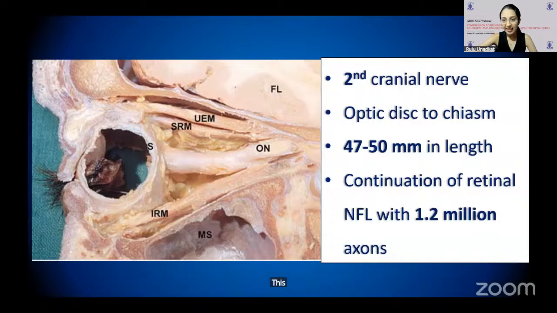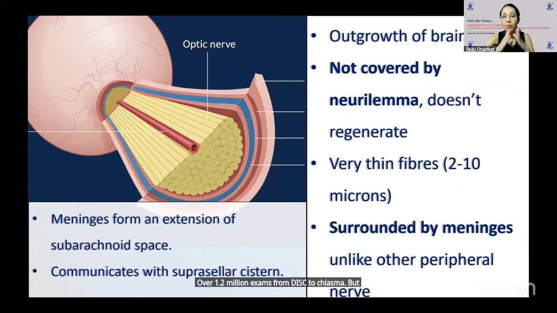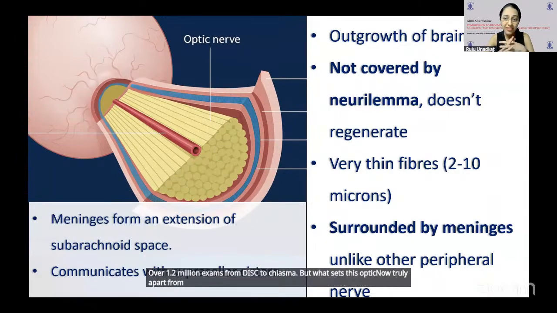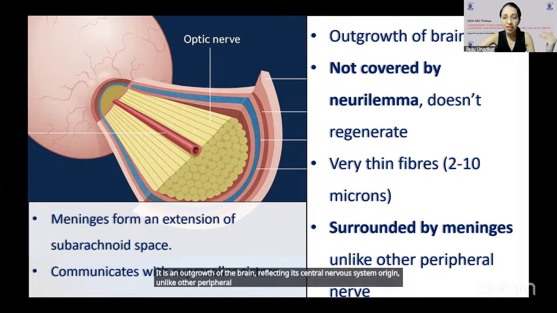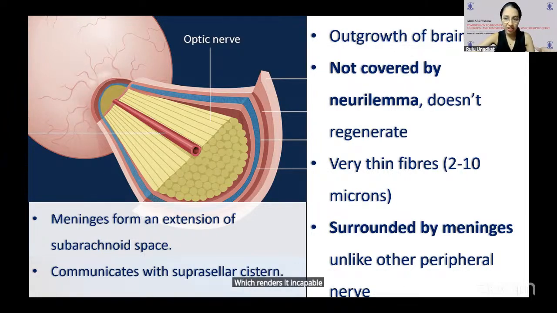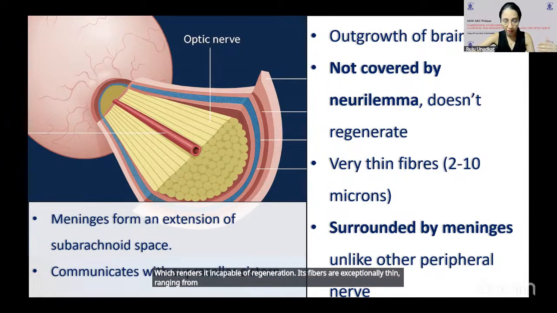This second cranial nerve spans approximately 50 mm in length and houses over 1.2 million axons from disc to chiasma. But what sets the optic nerve truly apart from other peripheral nerves is that it is an outgrowth of the brain, reflecting its central nervous system origin. Unlike other peripheral nerves, it is not covered by neurolemma, which renders it incapable of regeneration. Its fibers are exceptionally thin, ranging from 2 to 10 microns.